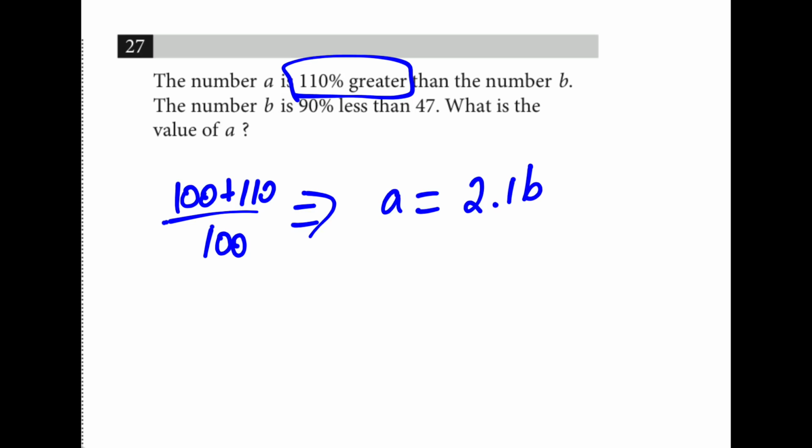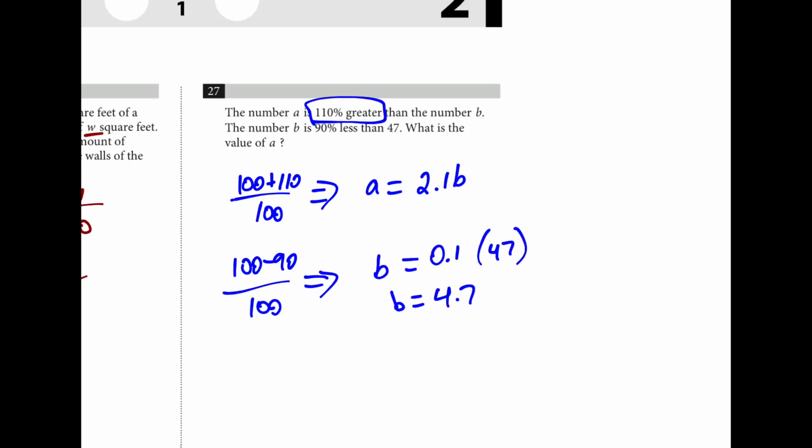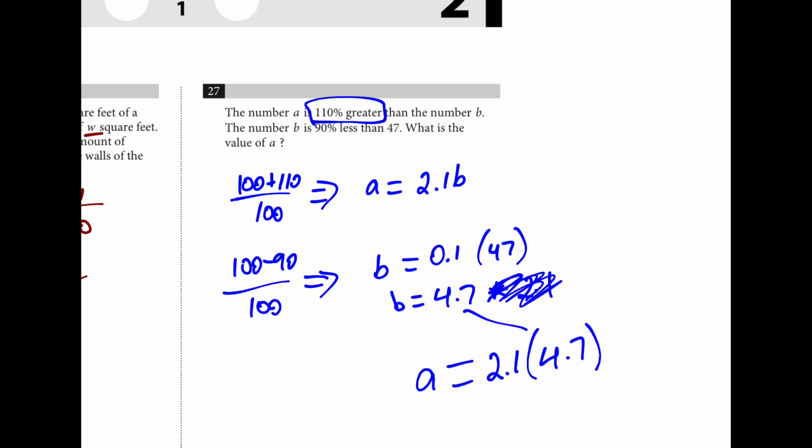Then they tell us that B is 90% less than 47. So that's like 100 minus 90 over 100, meaning B is equal to 0.1 times 47. So B is equal to 4.7. You just move the decimal place over. And if we multiply this by 2.1, we get our answer, because that's what you do to figure out A. A is equal to 2.1 times 4.7. So that was a little too premature, but we're plugging in that. And we get that A is equal to 9.87.